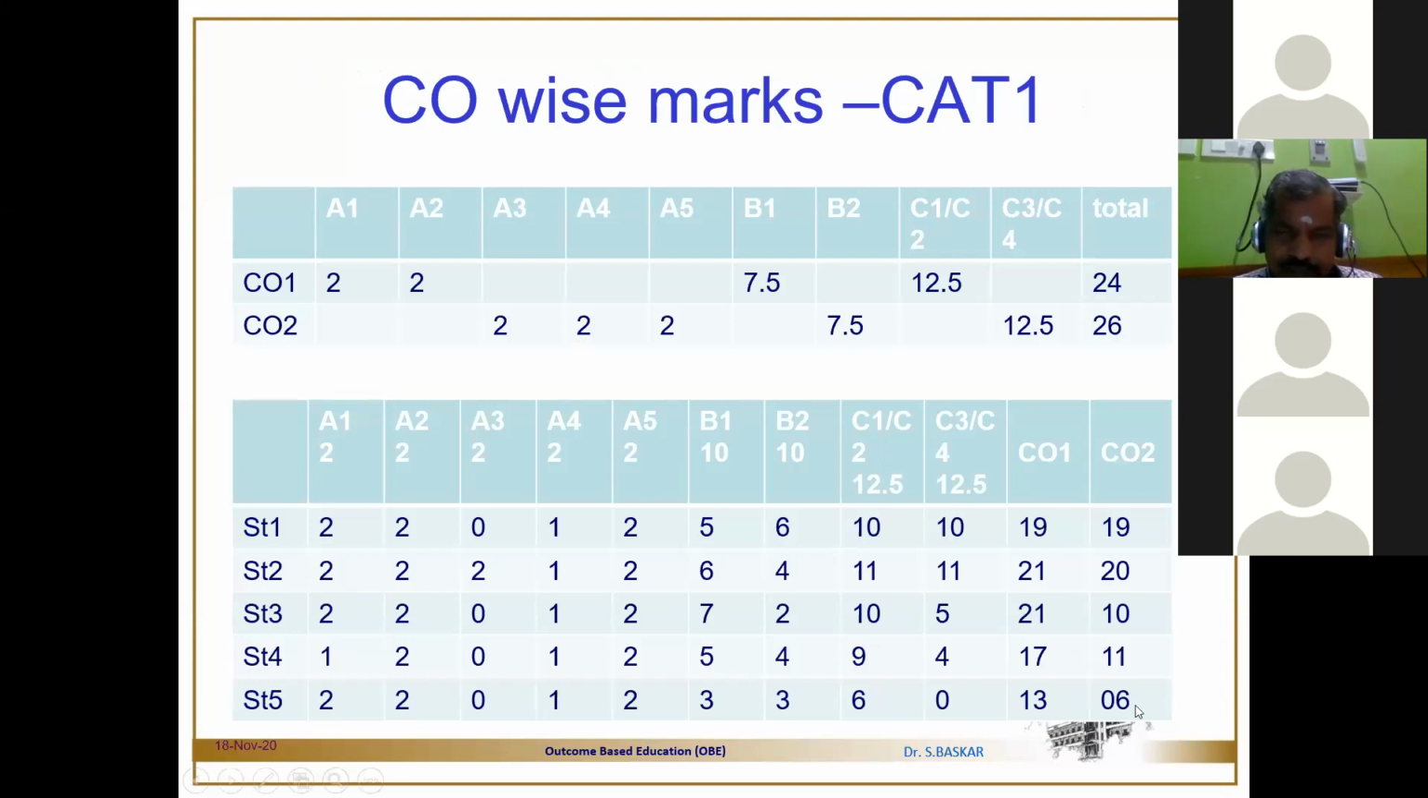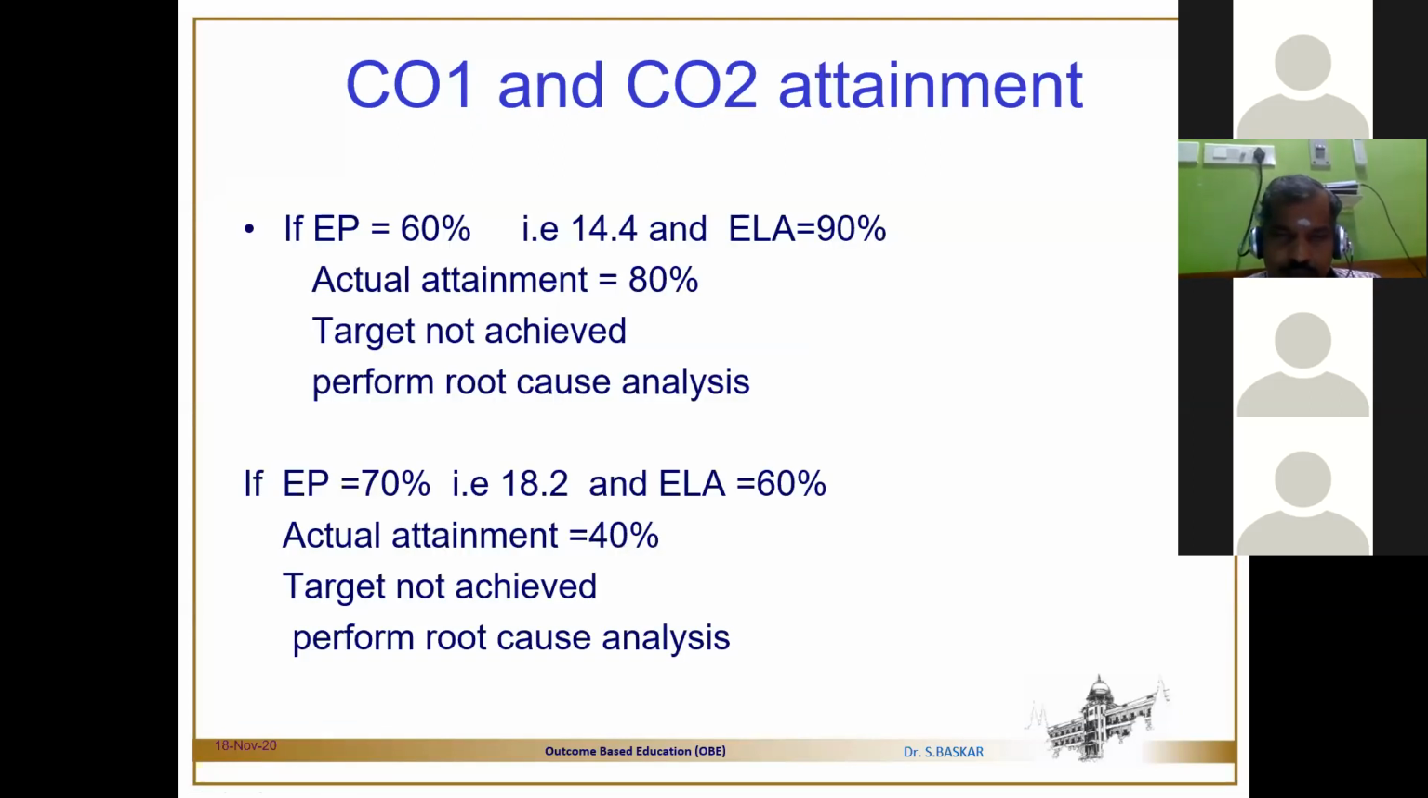Okay. I think except the last student, the 5th student, all other students scored 14.4 and above. Therefore, out of 5, 4 students satisfy my expectations. Therefore, the course outcome 1 attainment, CO1 attainment, will be 4 by 5. That is 80%. Actual attainment is 80%. But I expected 90% of students to satisfy my expectation. Therefore, your target is not achieved.